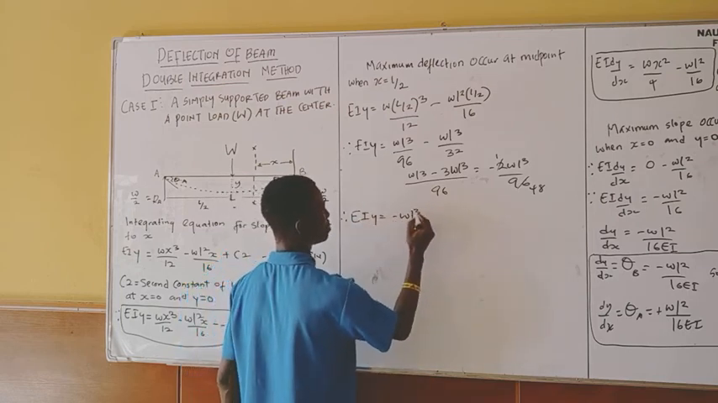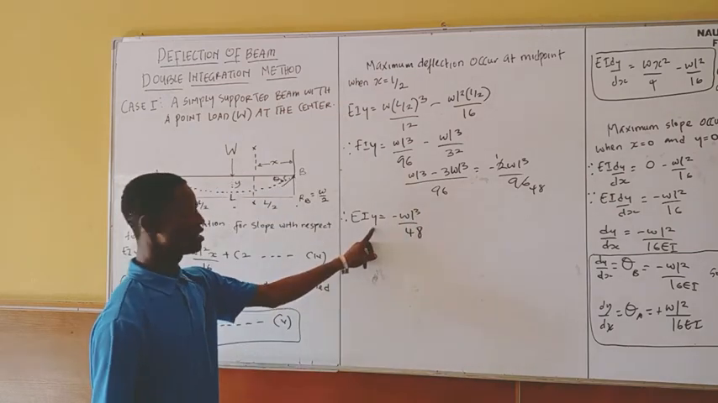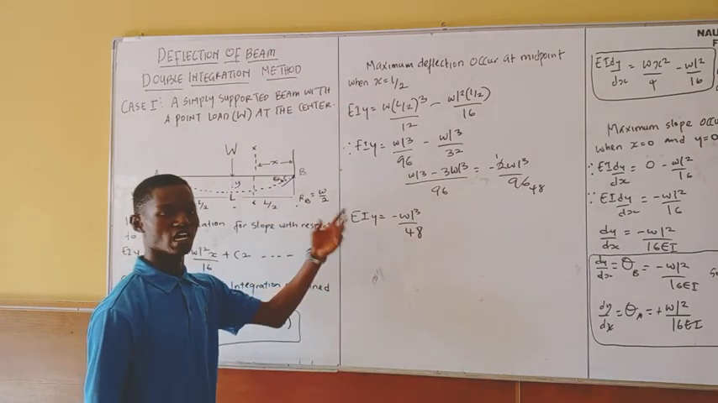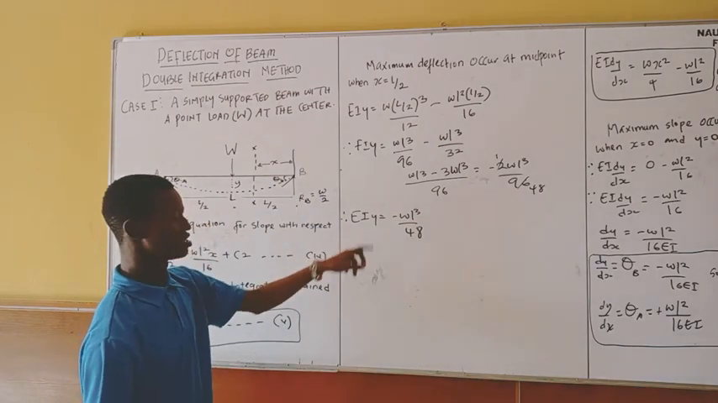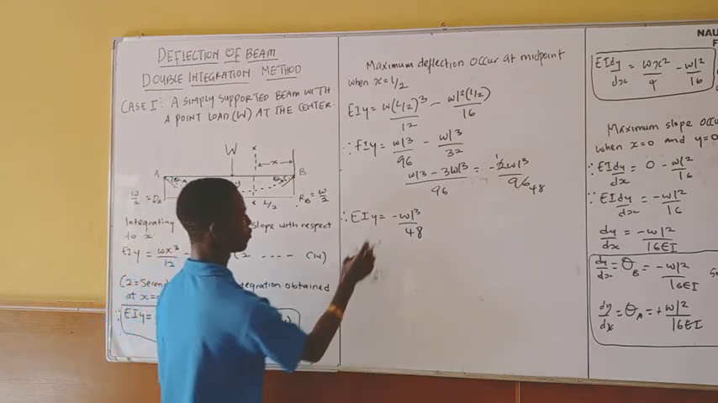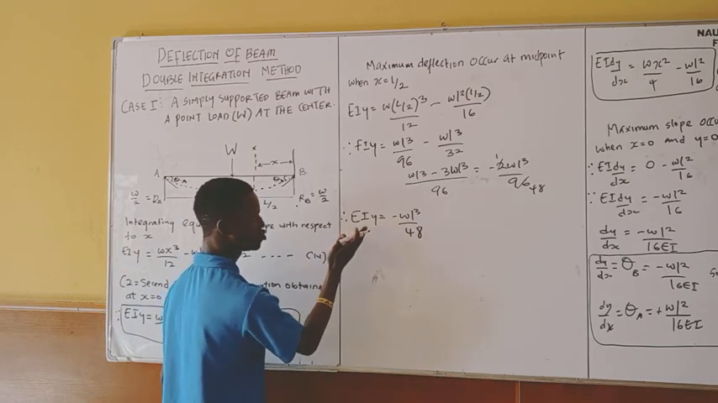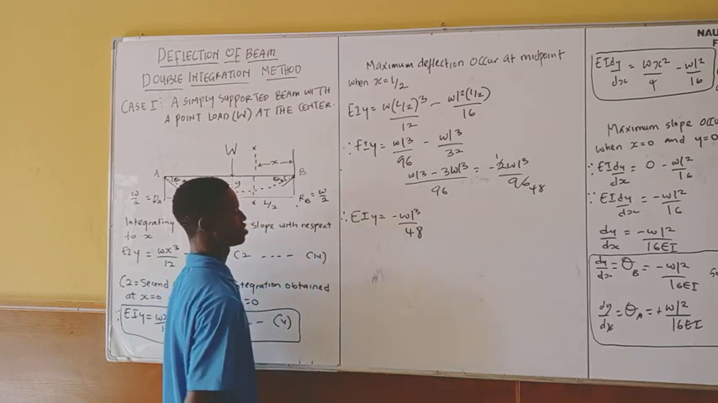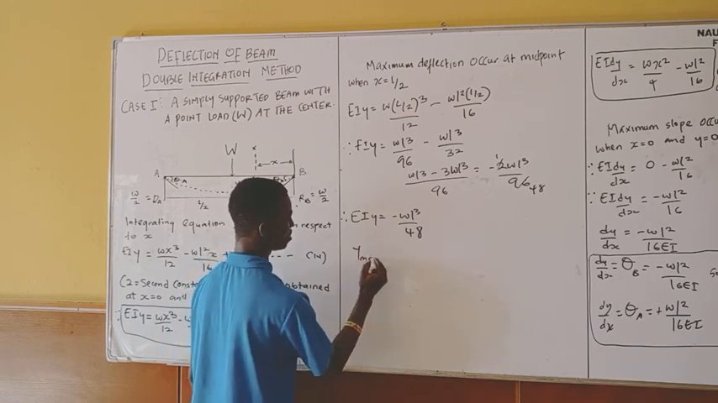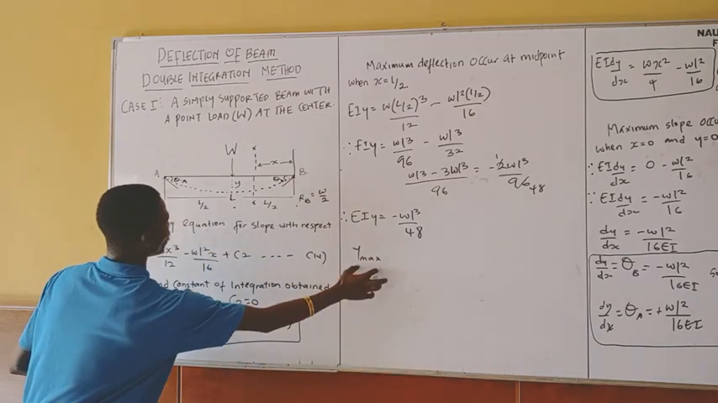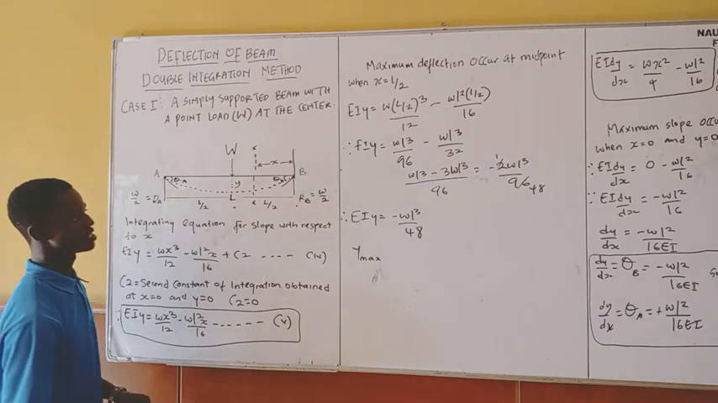minus WL cube over 48. But don't forget that our y is used to denote deflection. And since dy/dx is the slope, our y is our deflection, because this is the second order of integration. So for me to get the value of my y now is to divide both sides by EI. So to eliminate EI now, I divide both sides by EI. So I will be left with y here. You understand? Let me just write y maximum, because at this point, this is where I'm having my maximum deflection.